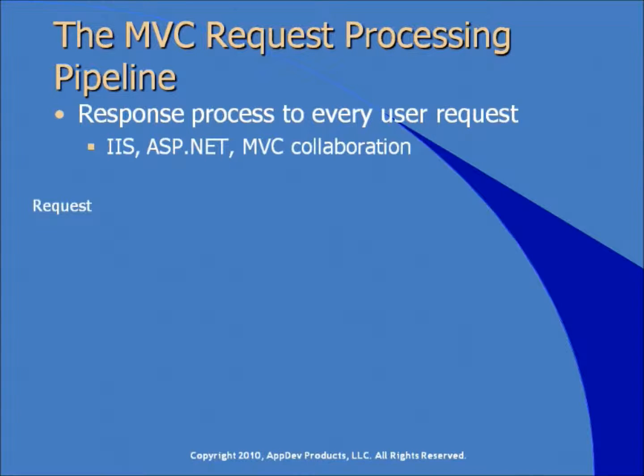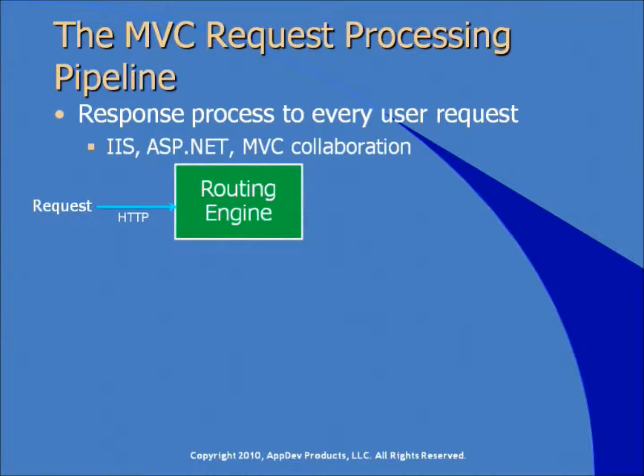So we have a request that comes through. The user does something, clicks a link, or a timer goes off, or something happens to cause a request. And that goes via HTTP from the browser to the server. IIS passes this on to the routing engine, which parses the request into its parts, including the controller name, action method name, and maybe an ID value and maybe some additional query string parameters.